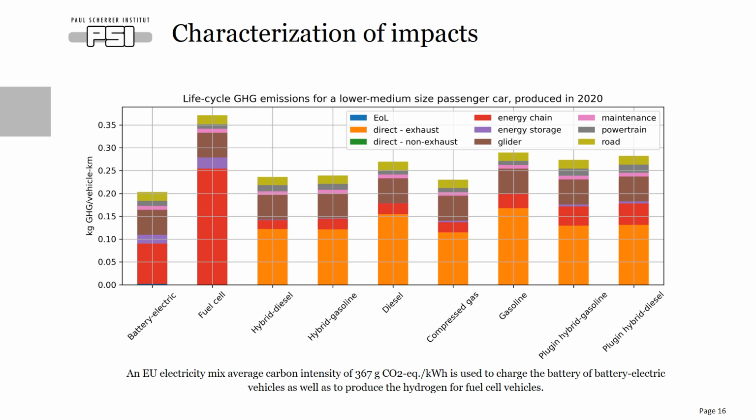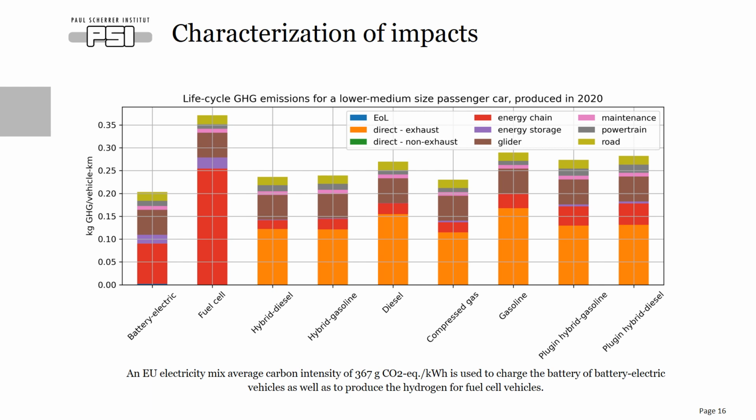We have battery electric cars, fuel cell cars, which are electric powertrains. Then we have regular diesel, gasoline, and compressed gas cars, and then we have hybrid powertrains, such as hybrid diesel and gasoline cars, and plug-in hybrid gasoline and plug-in hybrid diesel vehicles, which are like hybrid vehicles, but with the distinction that you can charge the battery.